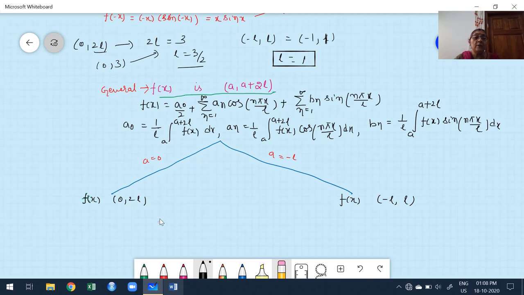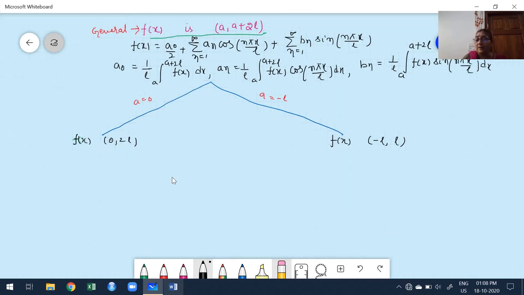In the next step, what is the Fourier series for this f of x? The Fourier series for the function defined over the interval 0 to 2L uses the same formula we wrote for f of x defined over the general interval. The only difference is that instead of a to a plus 2L for finding a naught, a n and b n, we take 0 to 2L. The formula is f of x equals a naught by 2 plus summation n ranging from 1 to infinity a n cos of n pi x by L plus summation n ranging from 1 to infinity b n sin of n pi x by L.